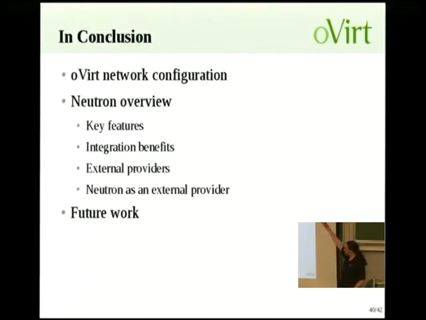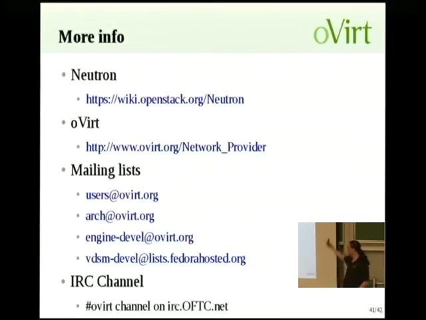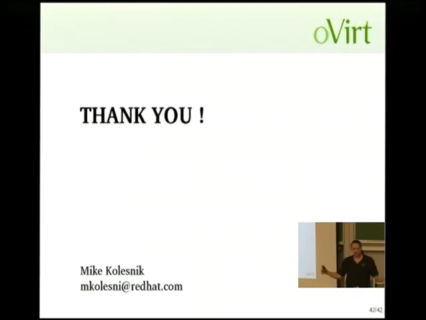So in conclusion, we went over oVirt network configuration and how it works, went over the Neutron bit, and saw what we stand to gain from it, what's currently happening, and we also saw some planned future work. If you want more info, you can check out these links. This is the wiki for Neutron. In oVirt, we have a very detailed page about the integration, what's currently happening, and what is planned next. You can find us also on the mailing list and on the IRC channel. And that's it. Do you have any additional questions?